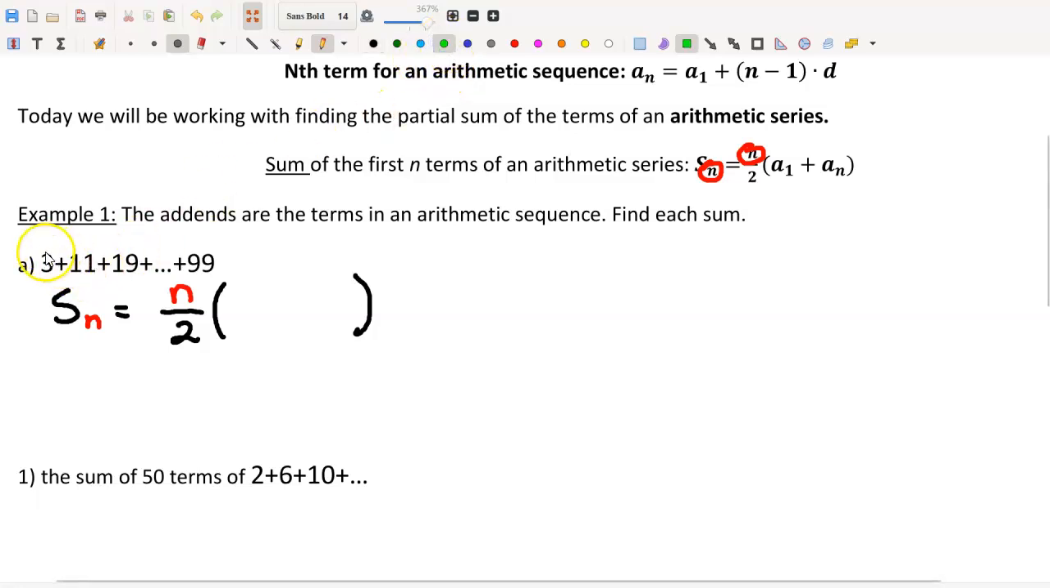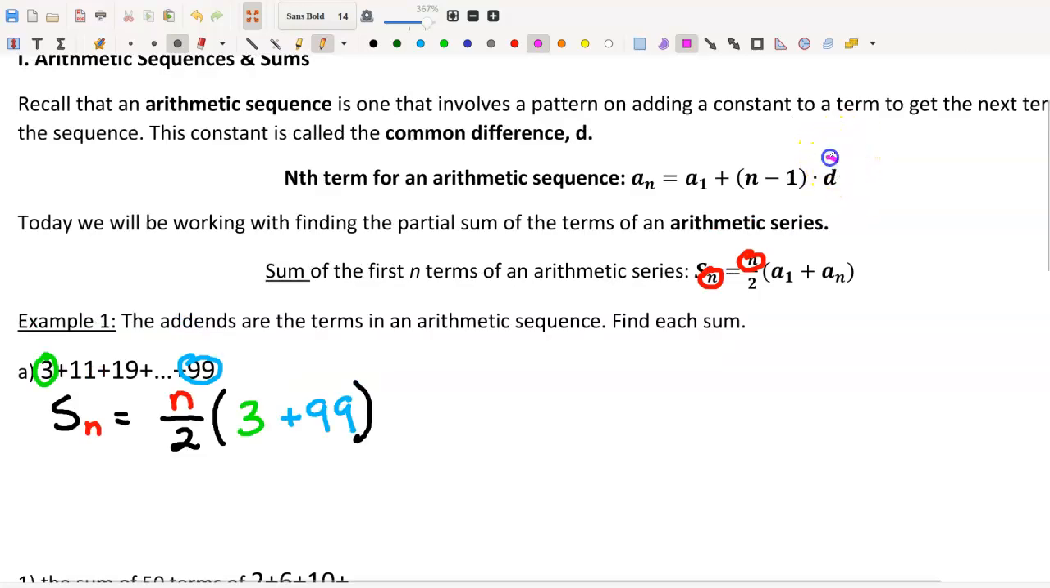So our first term is 3. And our last term is 99. Okay. But I can't complete this because I don't know how many terms there are. But we could go and find out what the difference is, right? And then plug it into this formula. So I'm going to do that.